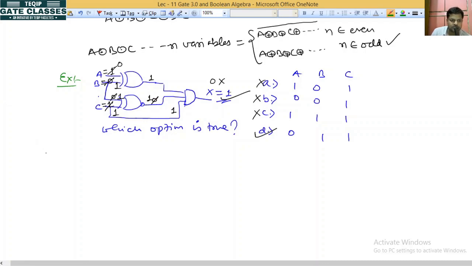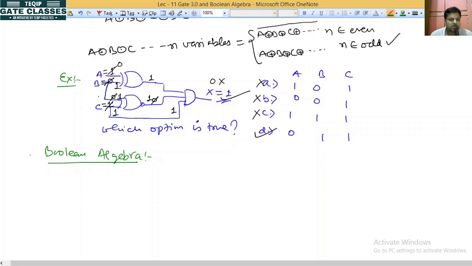Now our next concept is Boolean algebra. What is Boolean algebra? It is used to minimize the Boolean expression. Okay na? Some redundant terms are there, so Boolean algebra will eliminate those redundant terms. Okay na? Or redundant variables.